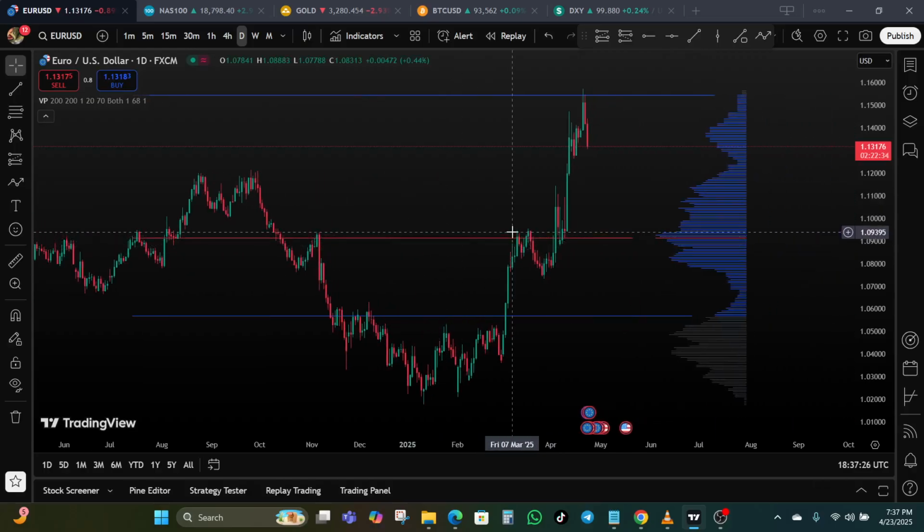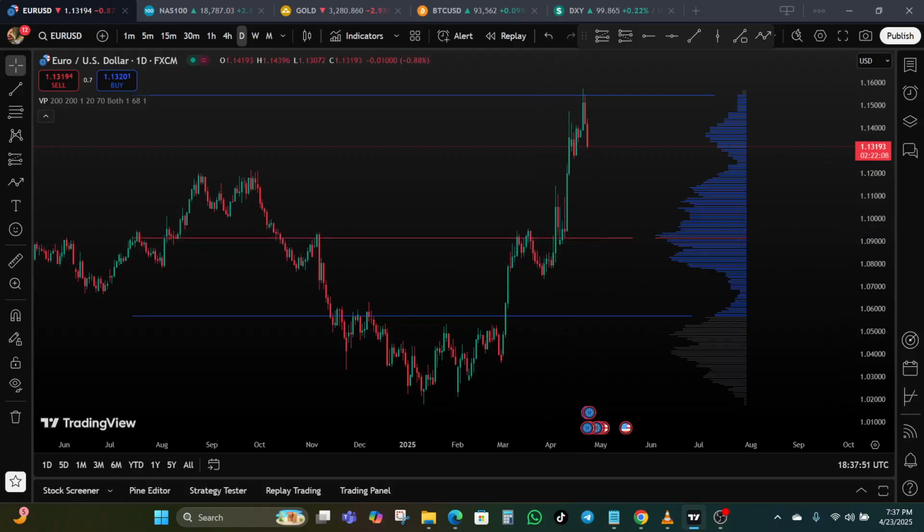So you start by pulling up a volume profile on your chart. This could be a fixed range or session volume depending on your platform. Look for high volume nodes. These are price levels where the most transactions occurred. These levels act like magnets.